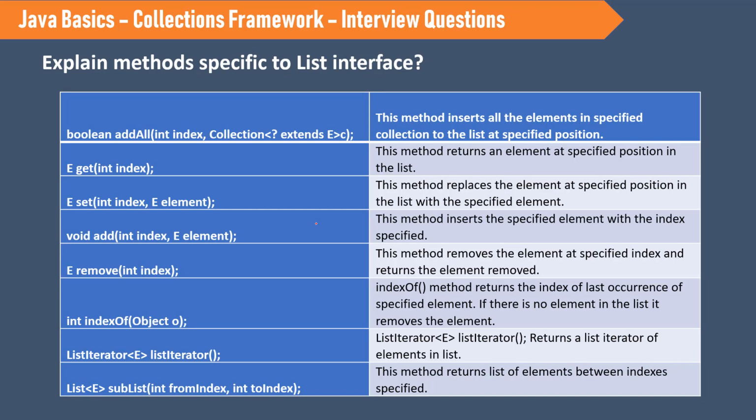So some of these methods are addAll, which is used to add one list to another list, and using the get method we can get a particular element at a particular index, and the set method to set a particular element at a particular index. With add, we can add an element to a list. With remove, we can remove an element from the list. With indexOf, we can get the index of the last occurrence of a specified element. And these are some of the methods we have seen in the previous videos.